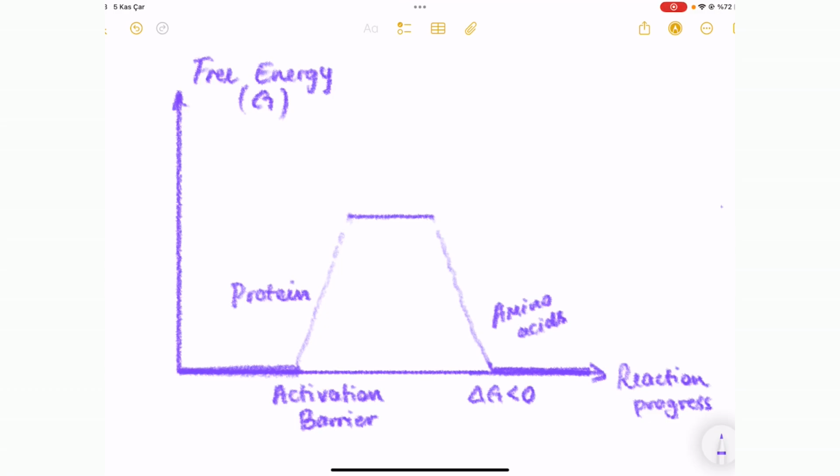However, there is a large energy barrier between them. This is the activation energy. It represents the energy required for the reaction to start. Because this barrier is high, the reaction is very slow unless an enzyme catalyzes it.